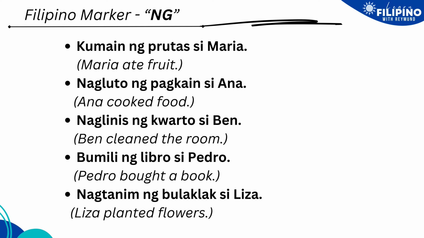Example sentences for the marker for the object or possessor, ng. Kumain ng prutas si Maria. Maria ate fruit. So, kumain, that's ate, past tense, and then prutas, that's fruit. Nagluto ng pagkain si Ana. So, Ana cooked food. Nagluto is cooked. The root word is luto, means cook. Pagkain is food.